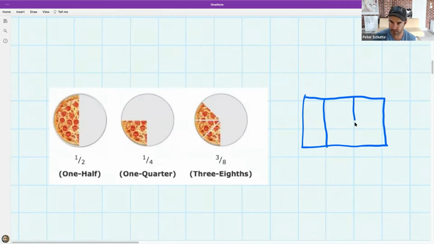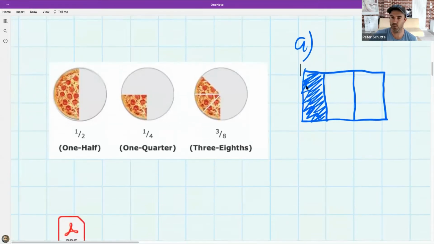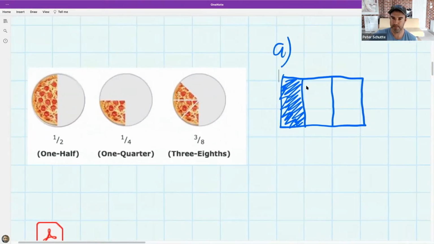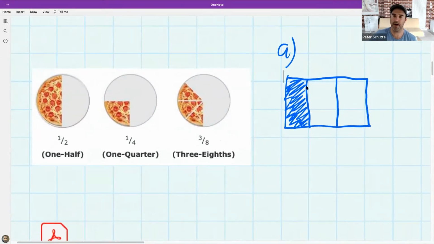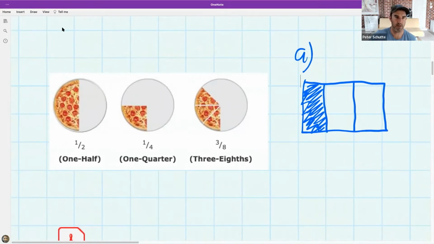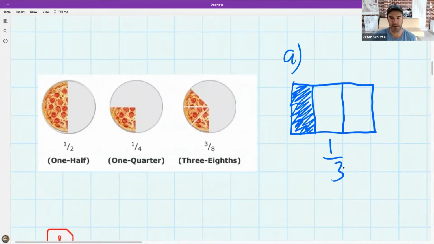So let's say I do it like this. Now, I know I haven't drawn it perfectly, but what fraction have I just drawn? We'll call this A. What fraction have I just drawn with A, visually, assuming my rectangle bars are the same length? Ah, yes, 1/3. Okay, fantastic.